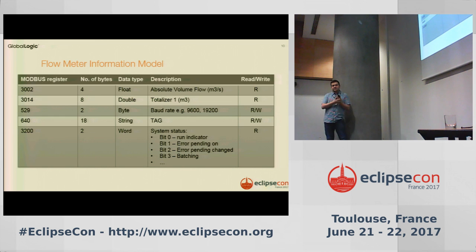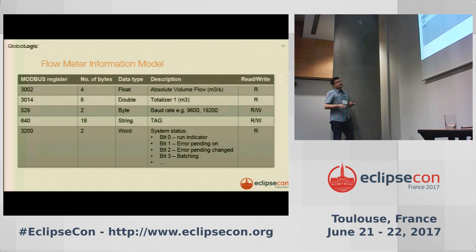The information model of such flow meters is usually based on the registry map. So it's a simple array addressed by a Modbus register number. And in the Modbus specification, registers are 16 bits, so they only represent integer values. But the information model is usually specified in documentation or specification. It gives us information about the data type, how many bytes are used, and if it is writable.